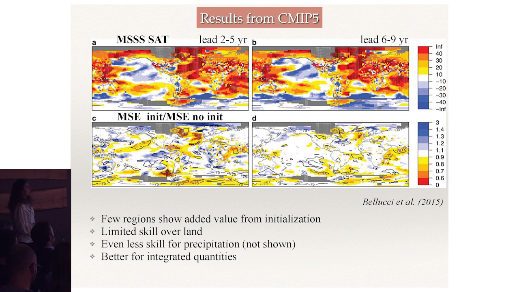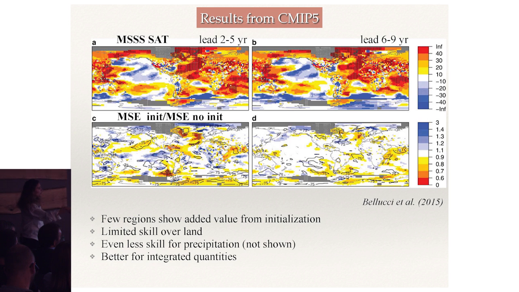So this is what it looks like. What are the results for surface air temperature? This is just from a bunch of the CMIP5 models. This is a paper by Bellucci. The top row shows this is for surface air temperature, and this is a skill score. So a high value of red tells you where there is skill. This is averaged over lead 2 to 5 years and 6 to 9 years.